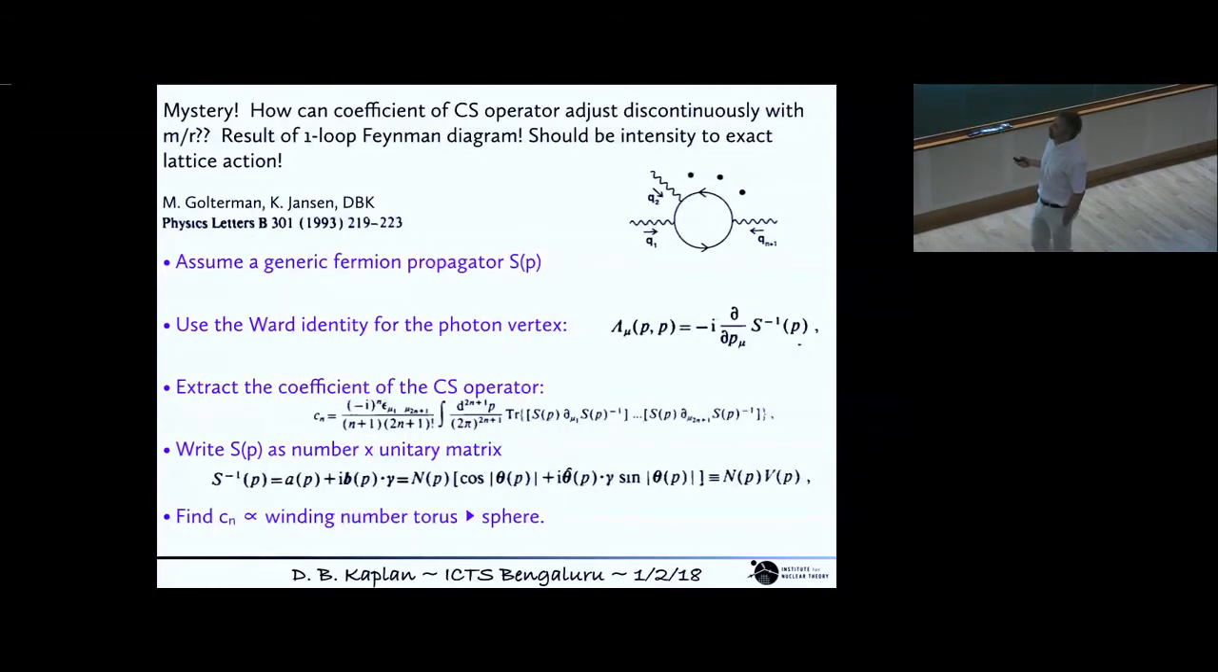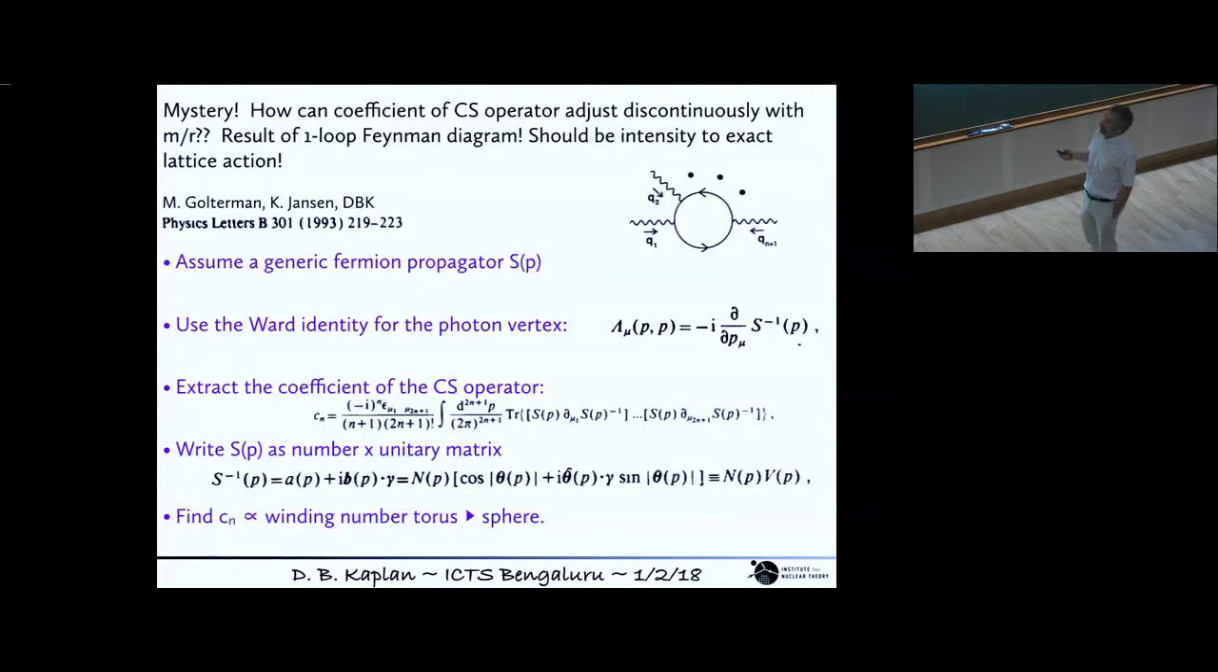So we decided to compute it. And the problem is you want to compute it in a way that does not depend on perturbation theory, or on any but a very weak assumption about what the fermion propagator looks like. So we assume that there's some fermion propagator S of p, and then we can use the Ward identity to relate the photon vertex to that. So the photon vertex is just the derivative of the inverse propagator.